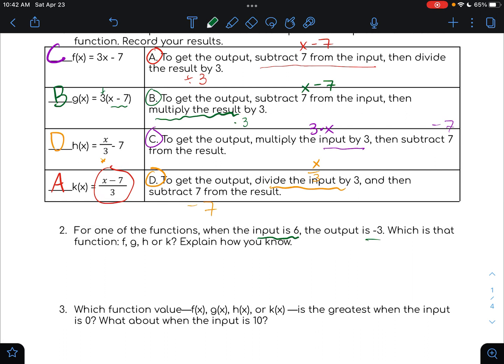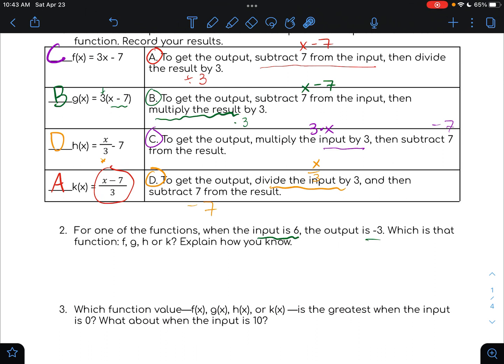Essentially we can just start doing some trial and error here. If we input 6 in the first one, that'd be 3 times 6 minus 7. 3 times 6 is 18, and 18 minus 7 is 11. That does not get us an output of negative 3, so it's not that function. Let's move on to the next one. If we put 6 in for x, we do the parentheses first: 6 minus 7 is negative 1, and negative 1 times 3 is negative 3. Looks like we found our answer.